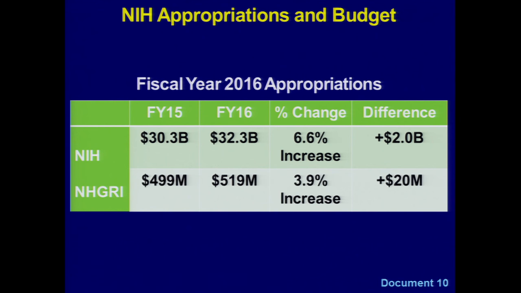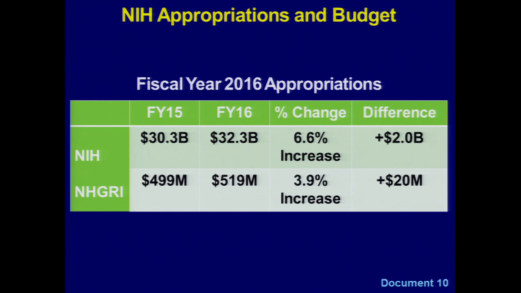In fact, as this played out, it became clear that increasing biomedical research funding was actually a rallying cry for politicians on both sides of the aisle. Well, the relevant high-level numbers are shown here. Let me go through them. NIH received a 6.6% increase, which amounted to an increase of roughly $2 billion.